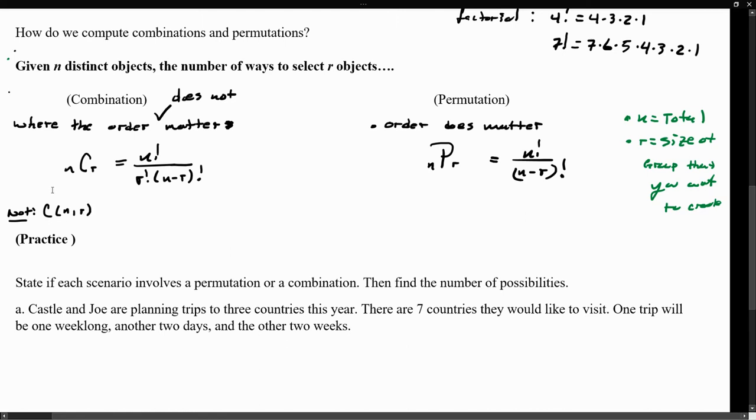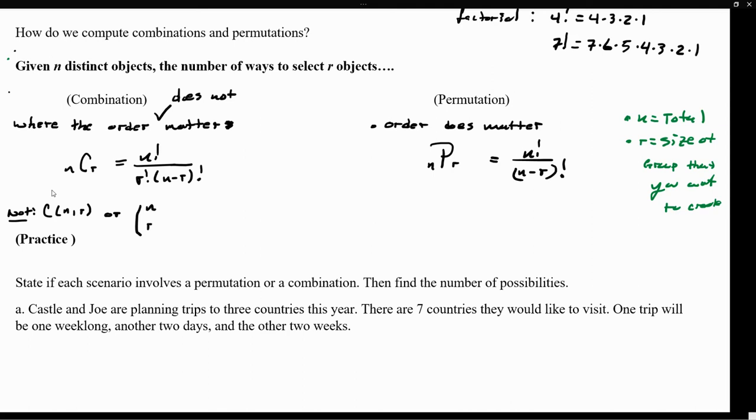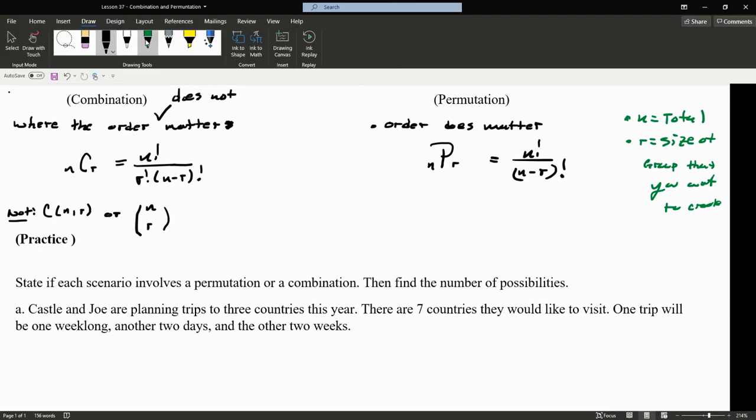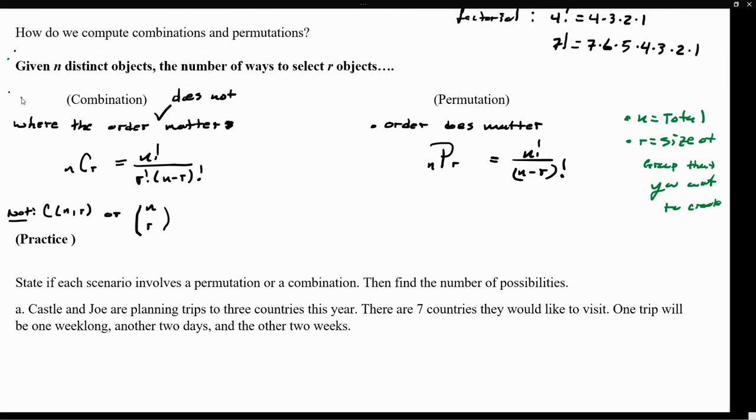Another way that we can represent it is by just opening up a parenthesis and putting an n on the top and an r on the bottom. This is just notation. They still mean the same. C parenthesis n r is still equivalent to this equation. And a big parenthesis with an n on top and r on the bottom, they're still talking about the same formula. It's just that we can express the same formula in 3 different ways: little n, big C, little r, or C parenthesis n r, or n parenthesis r.